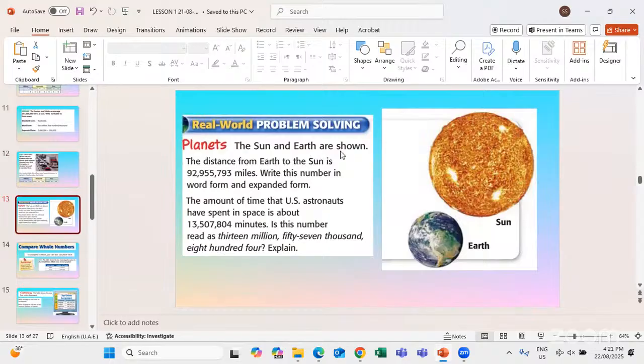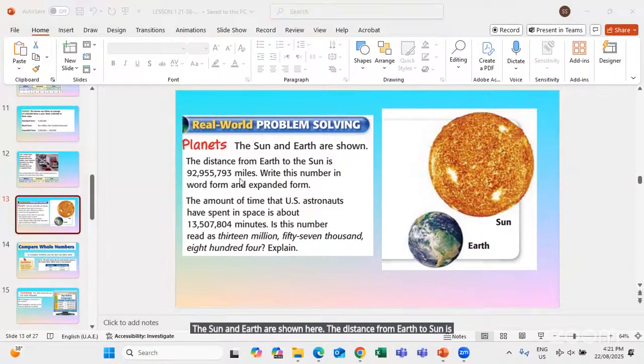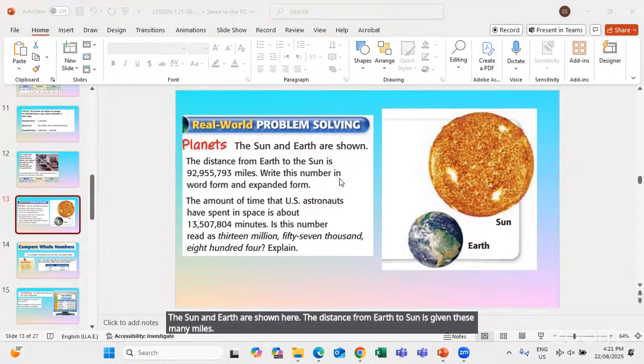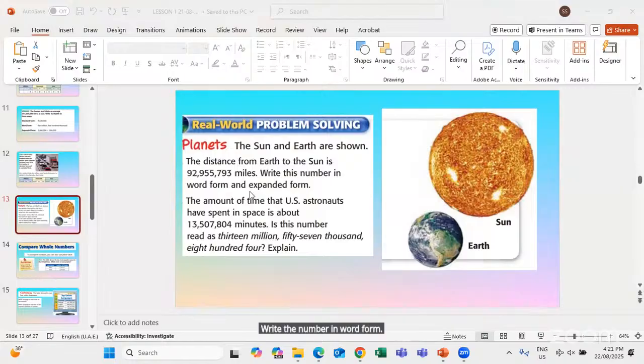The sun and earth are shown here. The distance from earth to sun is given in these many miles. Write the number in word form and expanded form. The amount of time that US astronauts have spent in space is about these many minutes. Is this number read as 13,057,804? And explain.